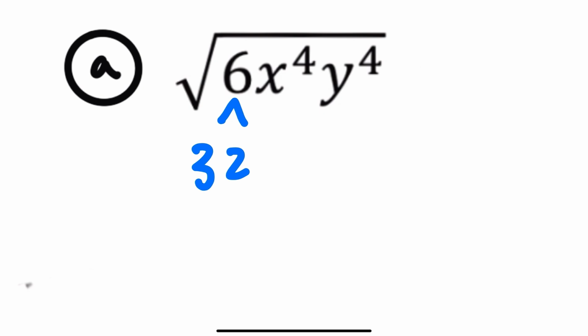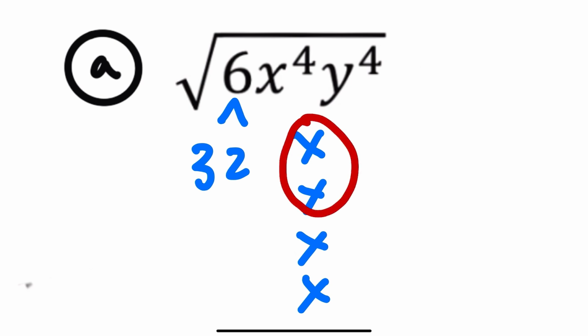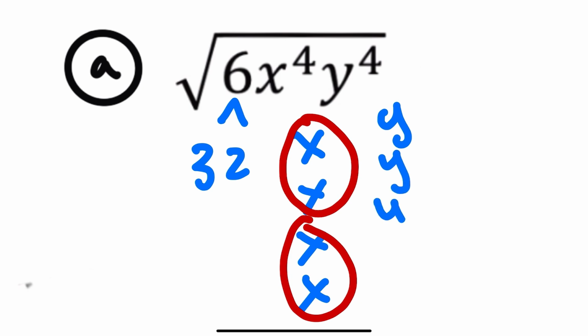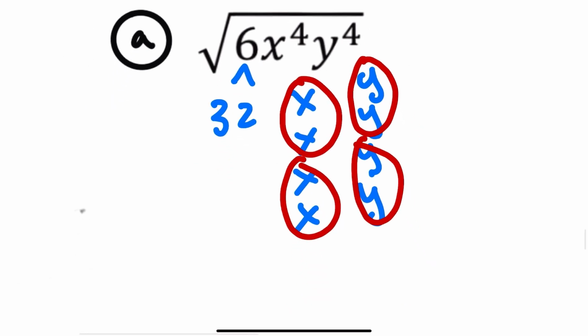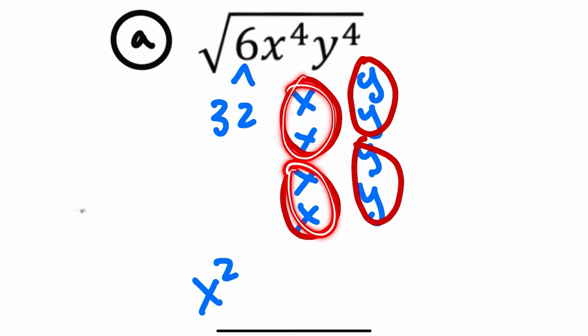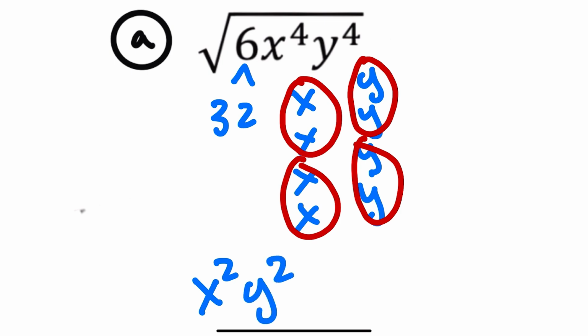Let's try the x's now. I got 4 x's. So 1, 2, 3, 4. I have 2 pairs of x's. So I know that on the outside, I'm going to have x squared. And let's see how many y's we have. 1, 2, 3, 4. Same thing. I have 2 sets of y's that could come out as well. So when I go to write this, I know that I will have x squared because I have 2 circles of x's, so I'm writing a 2. Then I have 2 sets of y's because, again, I have 2 circles of y's.